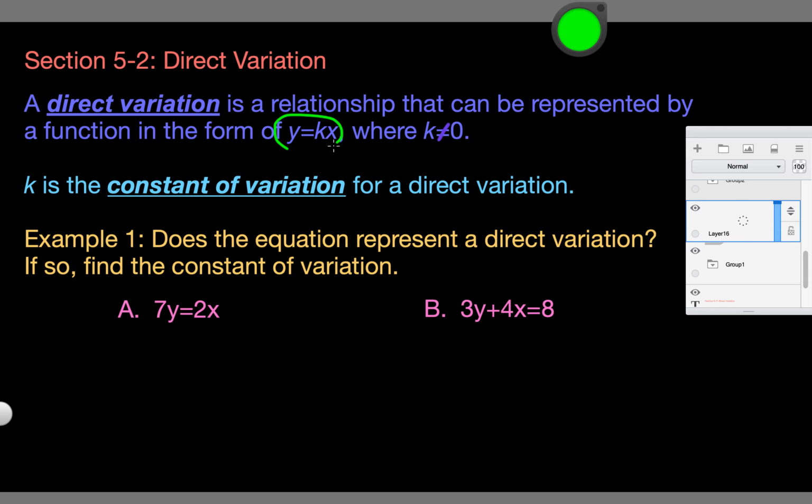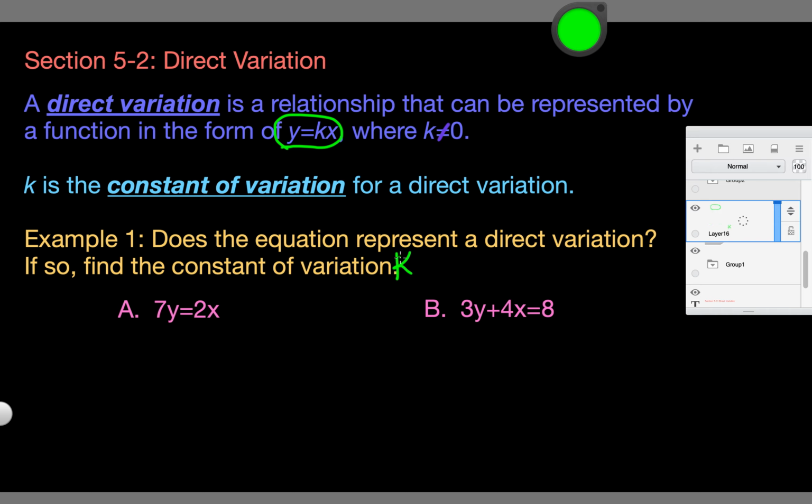So this form is really important. As you can see, there's nothing being added or subtracted to the kx, so it's just y equals some number k times x. So k is called the constant of variation for a direct variation equation. So for a and b, we're going to be stating whether the equation is a direct variation, and if so, what is k? What is the constant of variation?